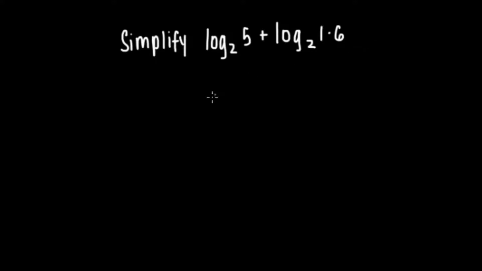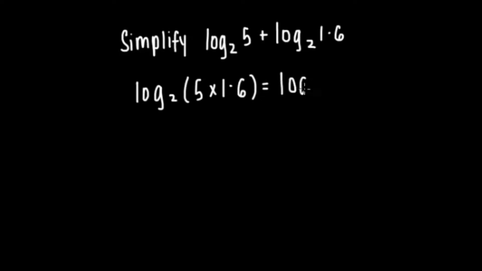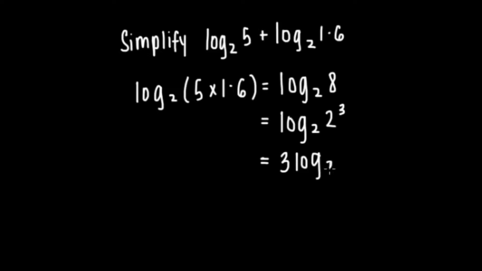Now let's try some questions involving logarithms. So the question is, simplify log 2 5 plus log 2 1.6. So I'm going to use the product rule. So that would be 5 multiplied by 1.6, and that would give me log 2 8. So you could also write 8 with the base of 2, so that would be 2 to the power 3. Now using the power rule, you could bring 3 to the front, and log 2 2 would equal 1, so 3 times 1 equals 3.